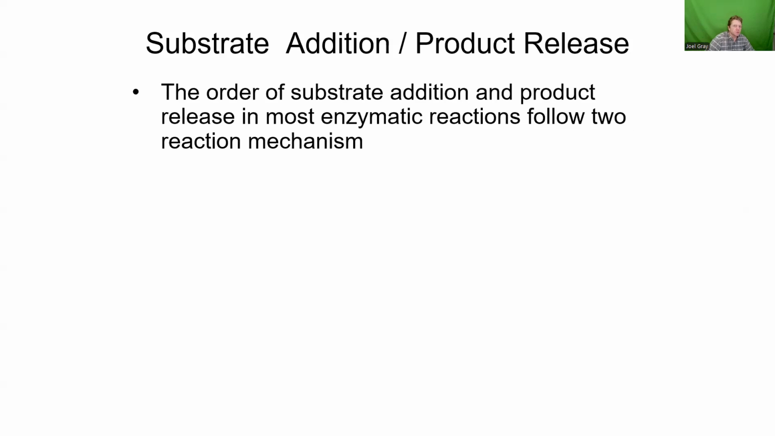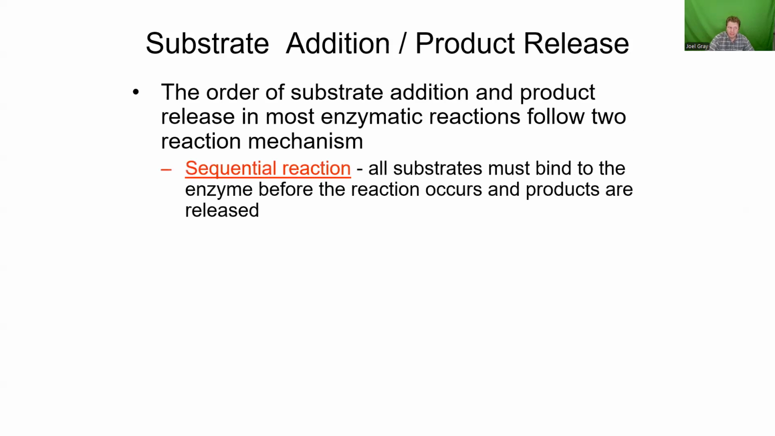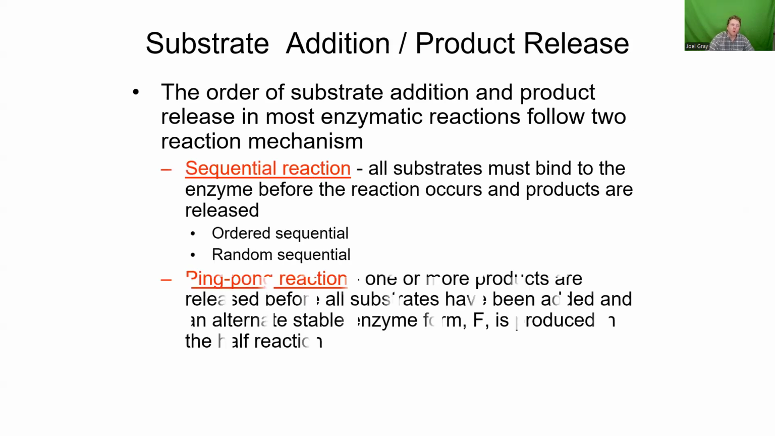Now, what we want to look at here is substrate addition and product release. The order of substrate addition and product release in most enzyme reactions follows two reaction mechanisms. It's either sequential or it's a ping pong reaction. Now, a sequential reaction is one where all substrates must bind to the enzyme before the reaction occurs and a product is released.